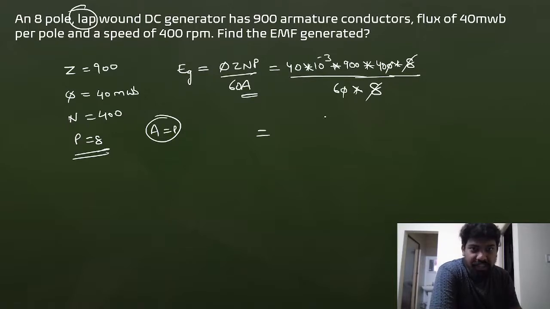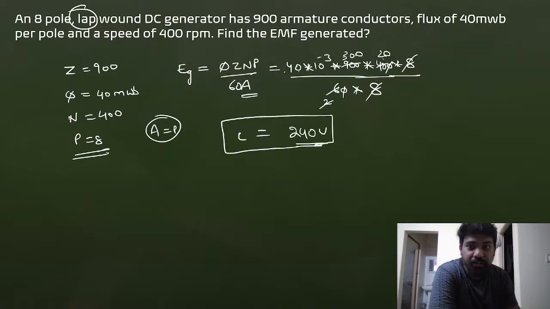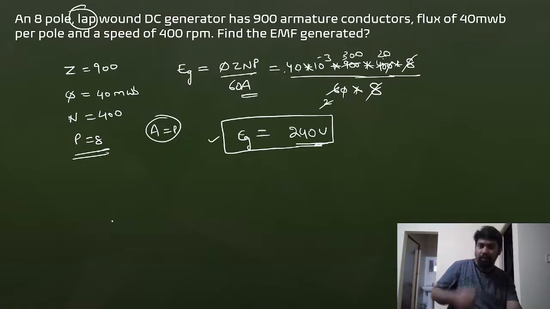0, 0 gets cancelled. 3 2s are 6, 3 3s are 9, and 2 1s are 2, 2 2s are 4. We will be getting around 6 4s are 24. So we will be getting around 240 volt. This is the EMF generated in this DC generator. This is the way of calculating, right?